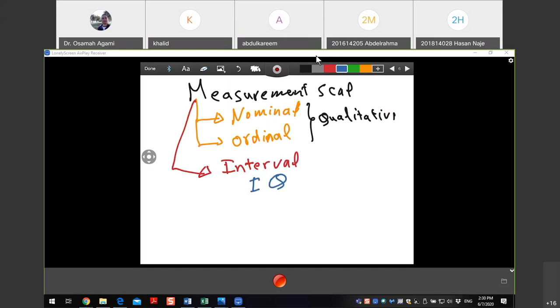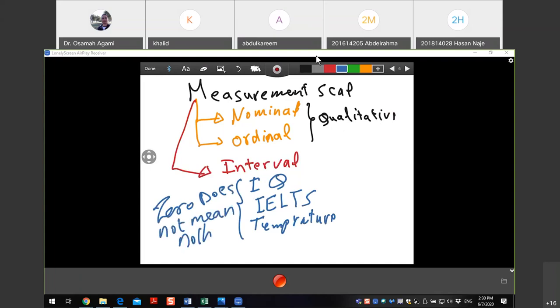So, have you heard about IQ? Okay. The IQ, the IELTS, all of these are interval, right? Not only this one. Do you know the temperature? Yes. What is the significance of this one? Here zero does not mean nothing, right? You see what I mean? صفر هنا يعني مش معناه العدم. The zero doesn't mean nothing. Because you have zero temperature. What does it mean, zero temperature? You mean you don't have any feeling of the temperature? No. And you have another zero if you're using Celsius or Fahrenheit. The zero is different, right? This is the point of the interval.